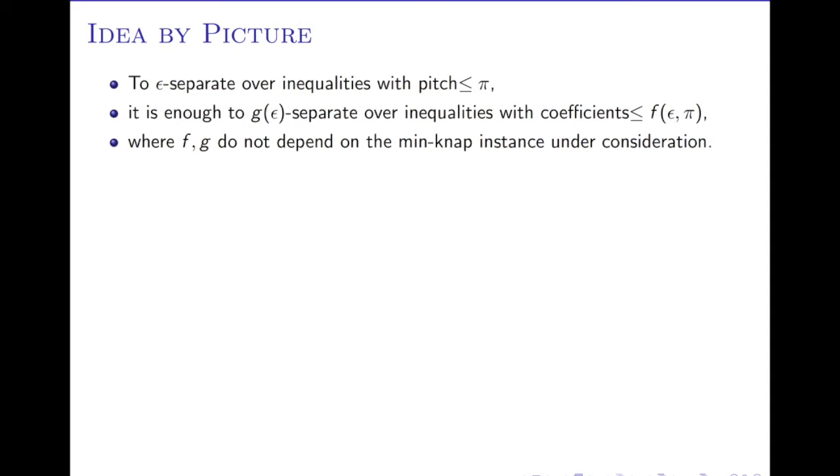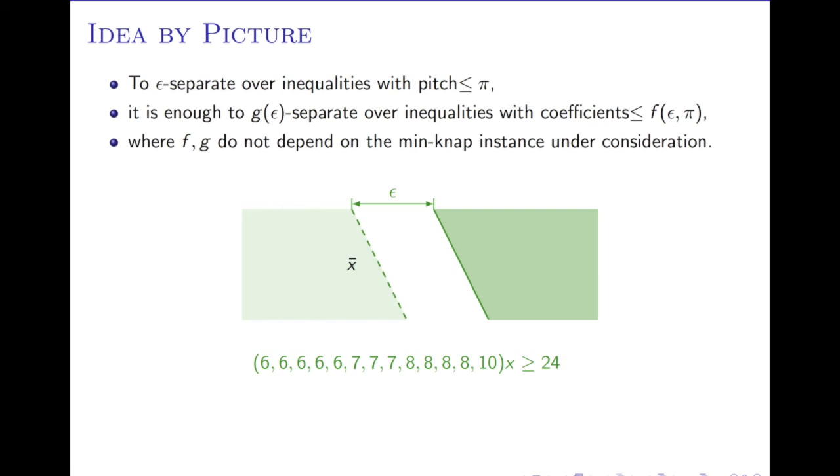So the idea is the following. We've shown that to separate over inequalities with pitch less than or equal to pi up to certain precision epsilon, it is enough to separate over bounded coefficient inequalities up to a different precision. Note that this bound on the coefficients and this new precision level do not really depend on the underlying min-map instance that we're considering.